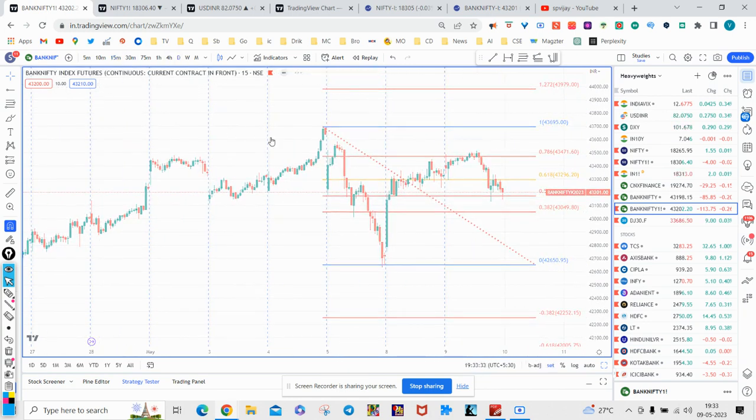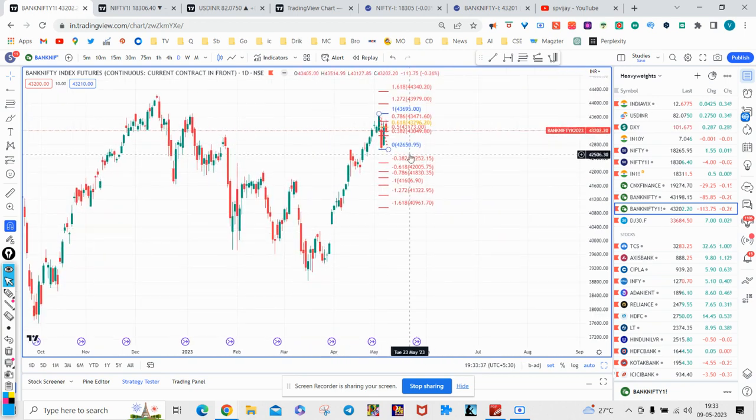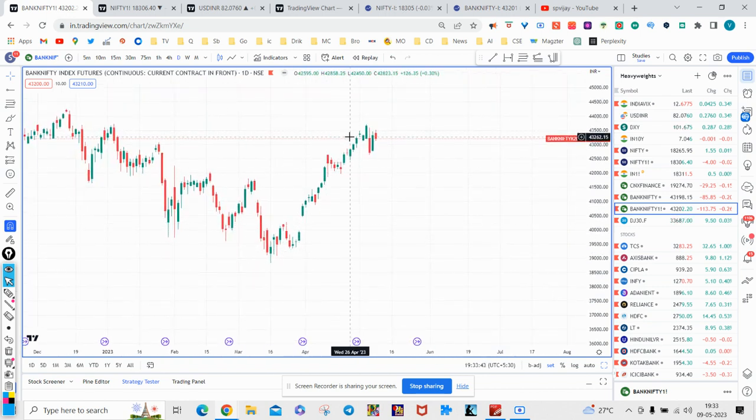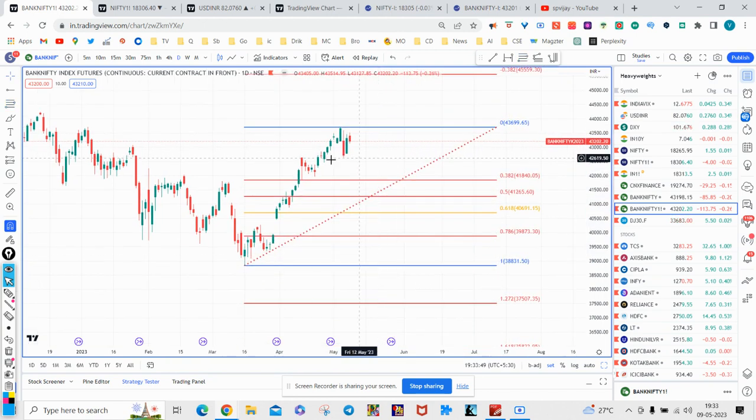When you look at the daily time frame of Bank Nifty futures, a simple point which I want to convey is that for this entire rally, we still have not retraced. Hardly have we taken any retracement, right? So price is still sustaining at the higher level. So of course the structure, everything is still bullish.